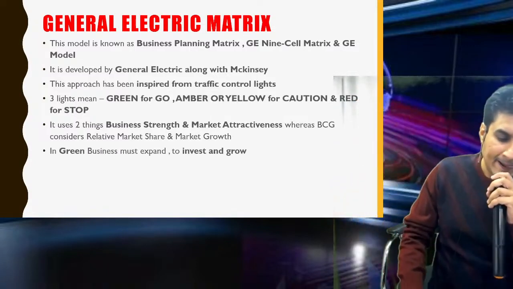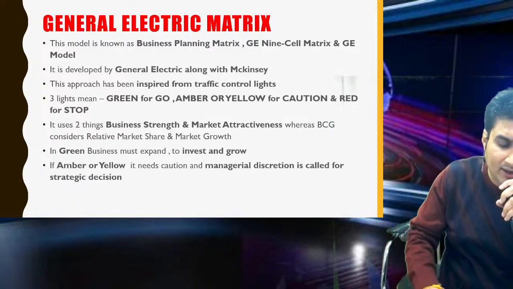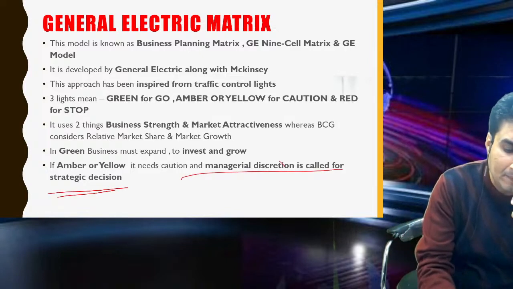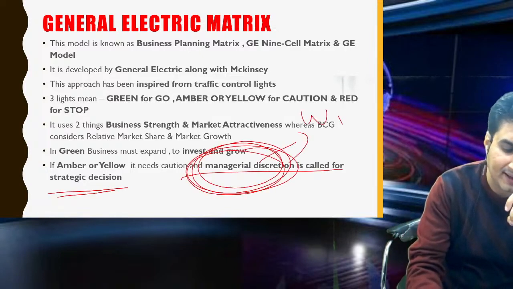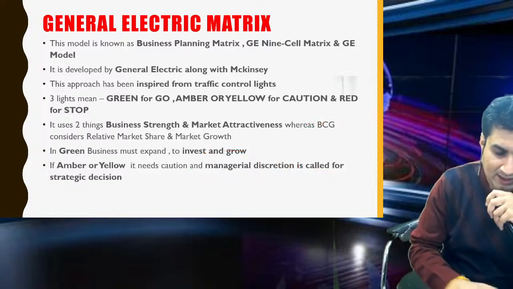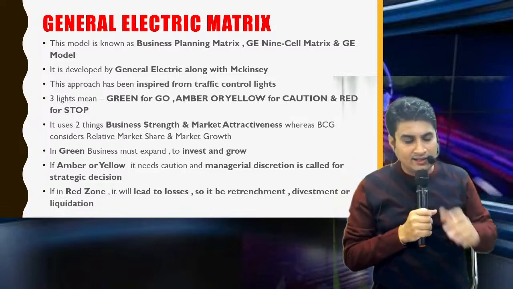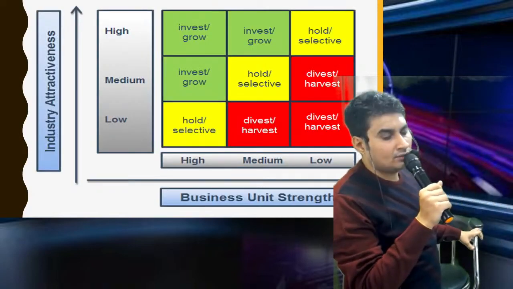Okay, continue. Green means what? Invest. Yellow means what? Think. Think 100 times before taking any decision. Managerial discretion is there. What is discretion? Wish. The manager will decide. And last, tell me, red means what? Loss. So sell. Clear? Okay, look at this. Any doubt? No.